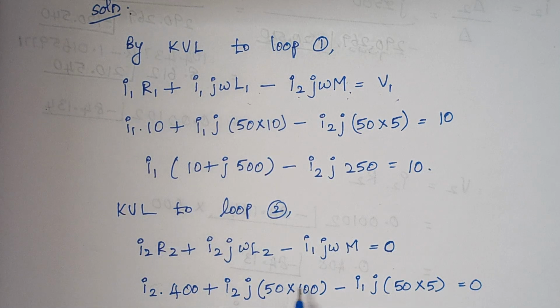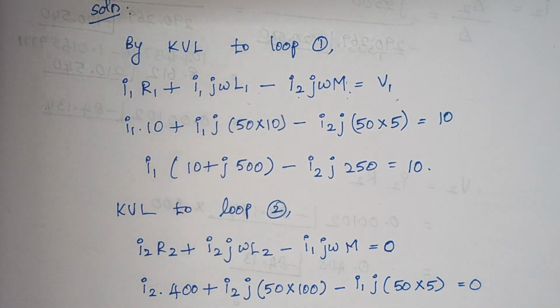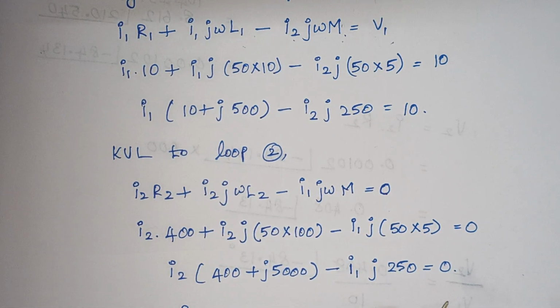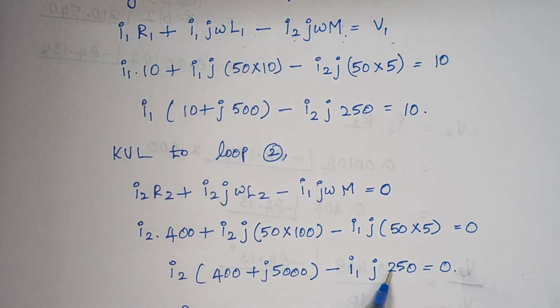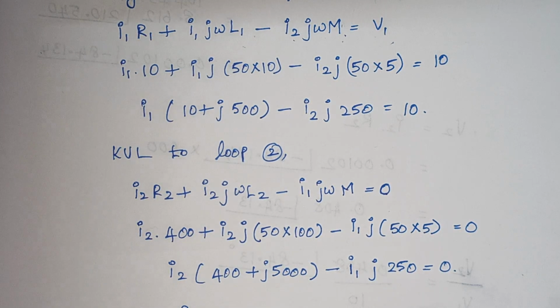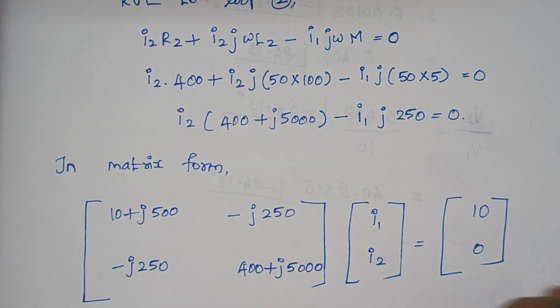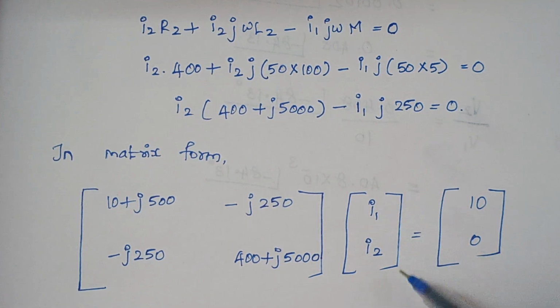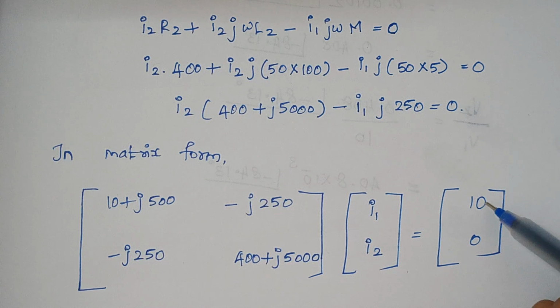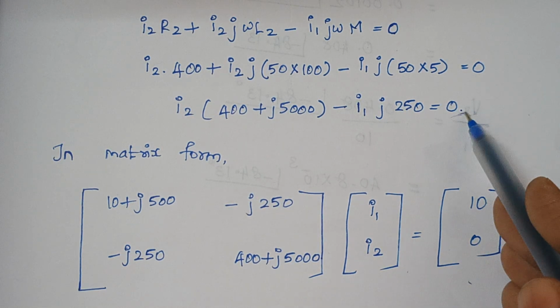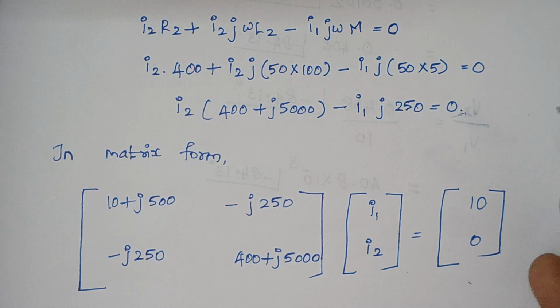Here again substitute the values. Once you simplify, you see we get an equation like this. Now we are going to write it in matrix form. When you write it in matrix form, you see there is a 2 by 2 matrix, times I1, I2, which is equal to 10 and 0, because in the secondary there is no source voltage, so it is equated to 0 here.